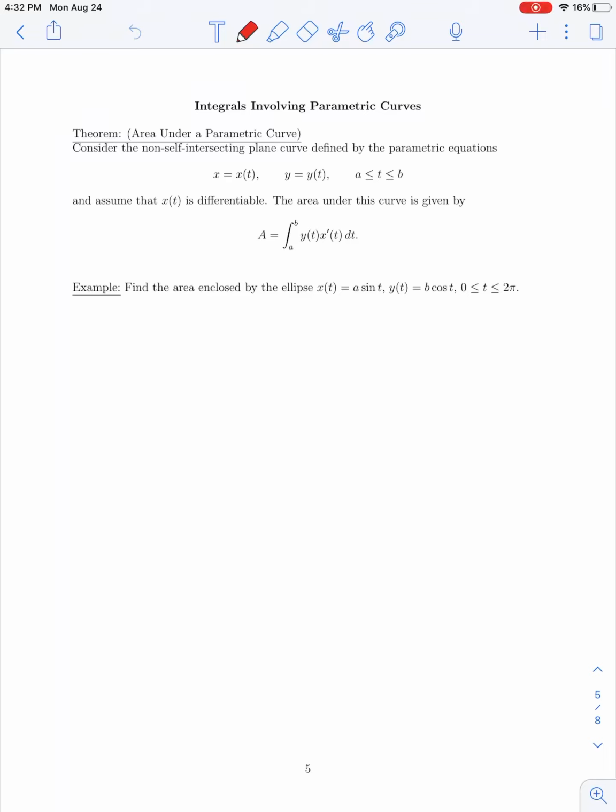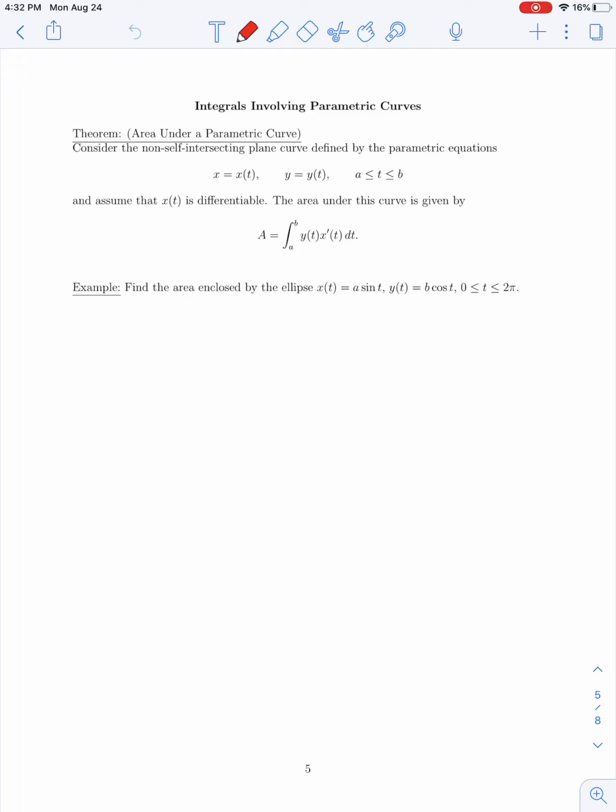Okay, in this lecture, we're going to finish our section 1.2 material on the calculus of parametric curves. In the first part of that section, we talked about finding the first or second derivative of a parametric curve, which can give us information about the tangent line or slope of the tangent line to a parametric curve or its concavity.